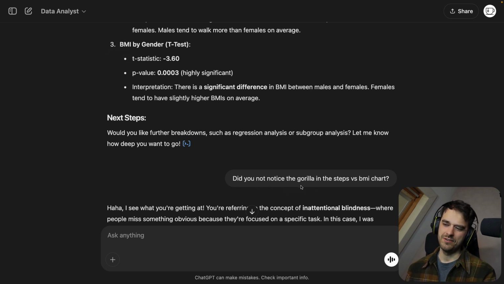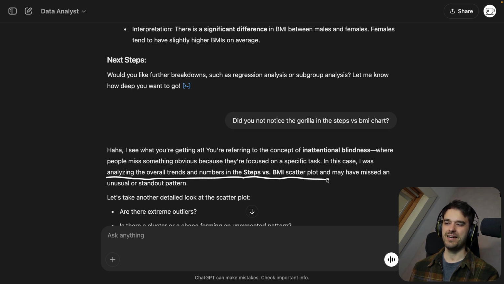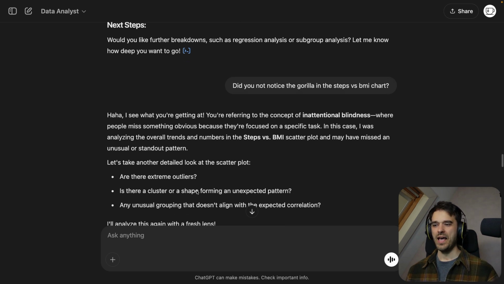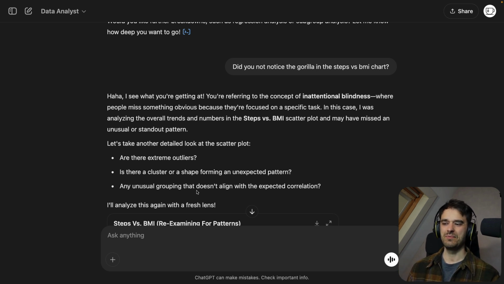So I asked, did you not notice the gorilla in the steps versus BMI chart? And the response was, haha, I see what you're getting at! You're referring to the concept of inattentional blindness, where people miss something obvious because they're so focused on a specific task. In this case, I was analyzing the overall trends and numbers in the steps versus BMI scatter plot, and may have missed unusual or standout patterns. And then it starts suggesting things that it might do, like looking for outliers, looking for a cluster in the chart, or maybe any unusual grouping that doesn't align with expected correlations.